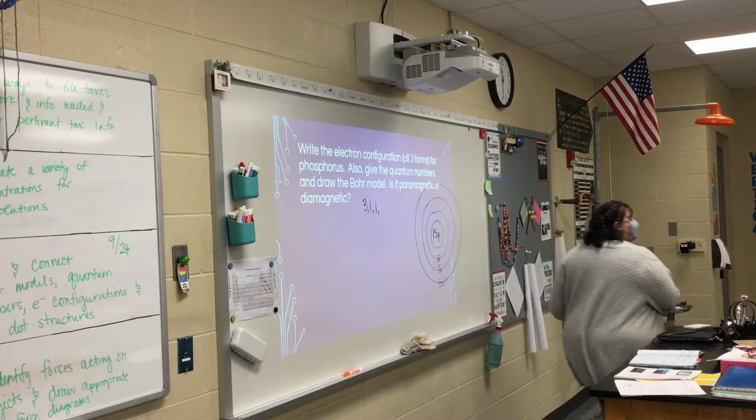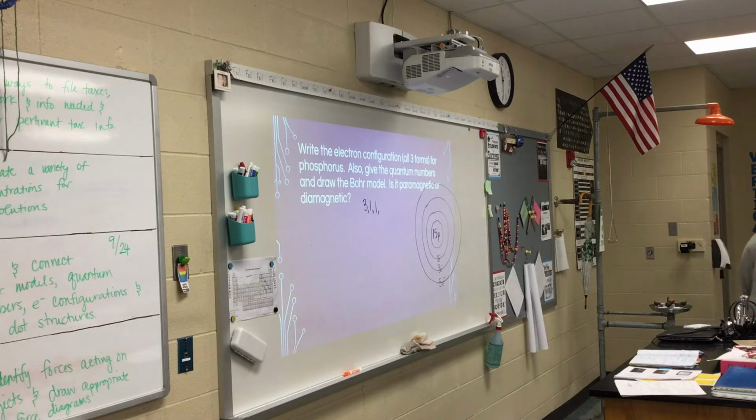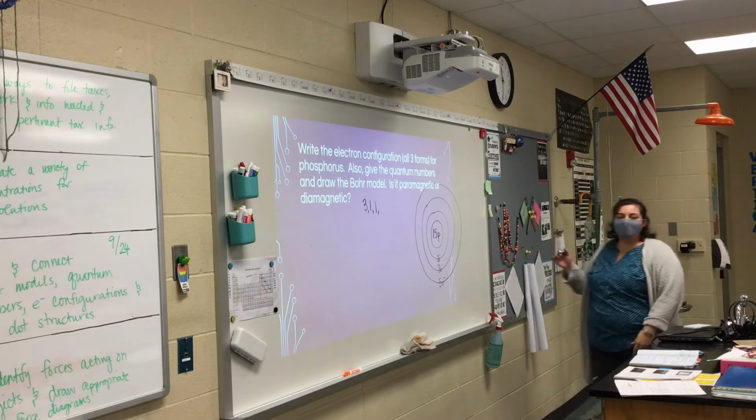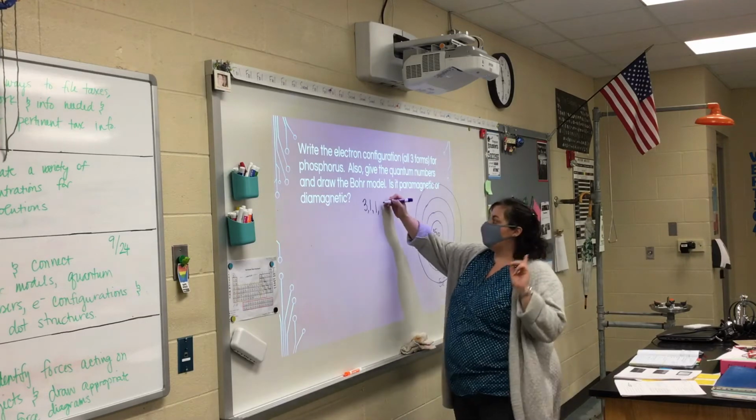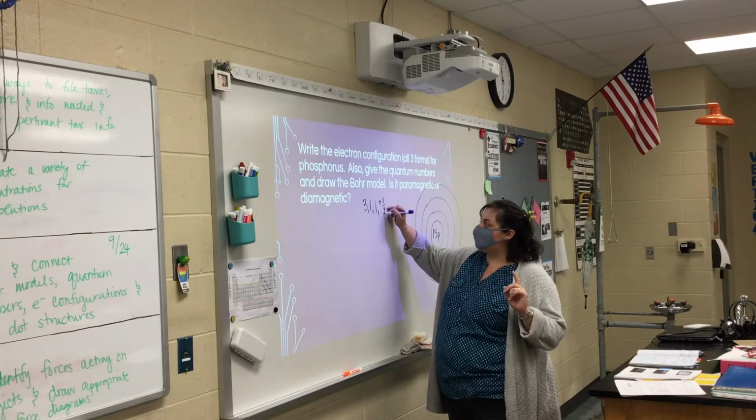Last one is the M sub S value. If I know where phosphorus is located, what is the M sub S value for phosphorus? Plus 1 half. Questions about quantum numbers? What did you say M sub S meant? Spin. Spin up is positive 1 half. Spin down is negative 1 half.